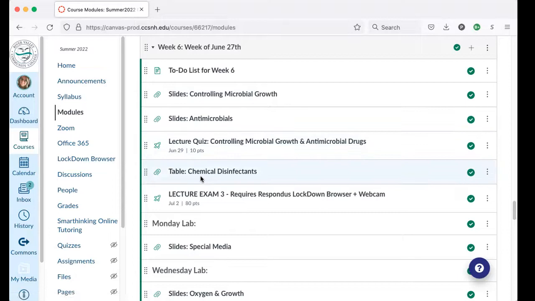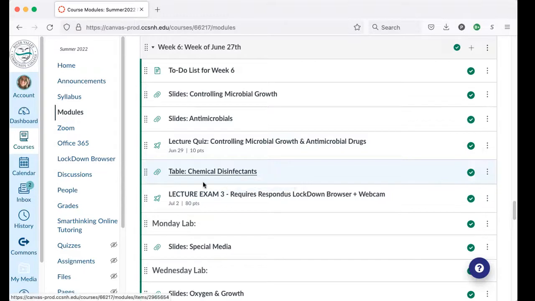The other thing I want to point out is this. I've put together a 1-page table that compares the 4 big families of chemical disinfectants. There are the alcohols. There are the chlorinated compounds, which is what bleach belongs to. There's a group called iodophores. And the last group is the quaternary ammonium compounds. These four families have advantages and disadvantages to their use, and they all work by different mechanisms. So all of that information I have summarized for you in this one-page table. So it's much easier to study, I think, and prepare for the next exam.